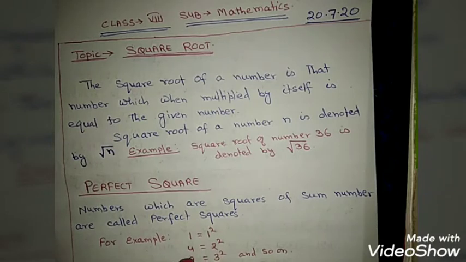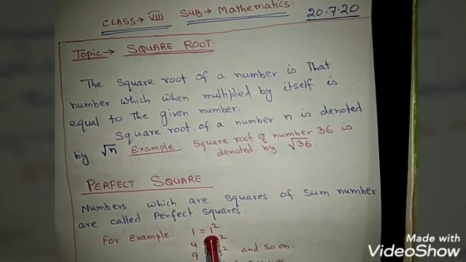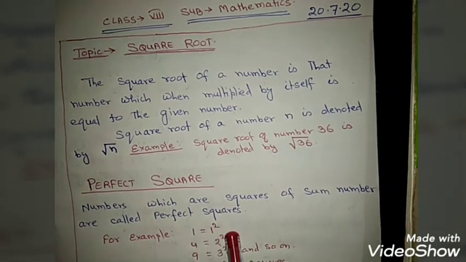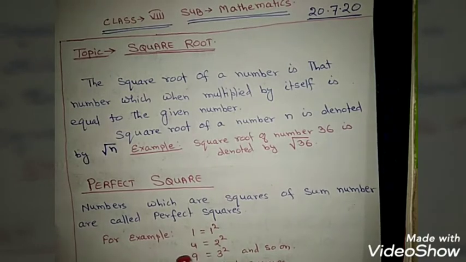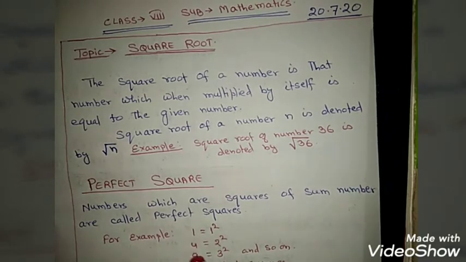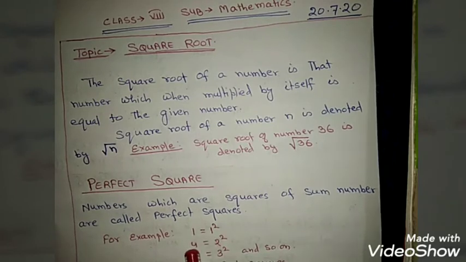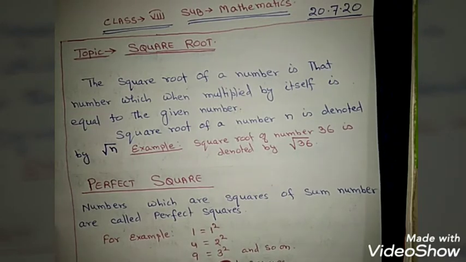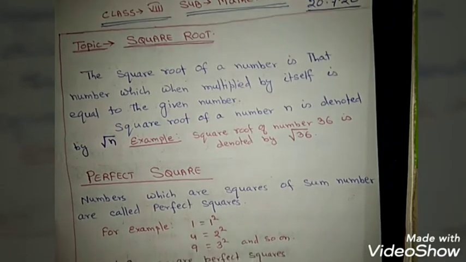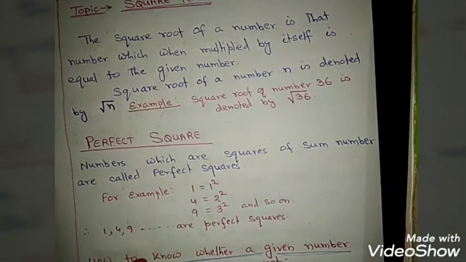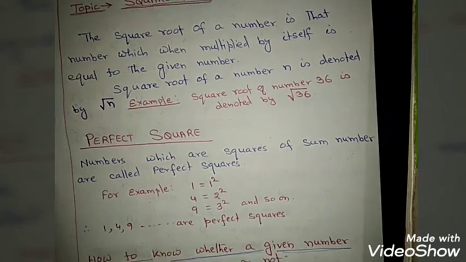For example, if I take 1, 1 is a perfect square number because it is the square of 1. As we have discussed earlier, square means the same number multiplied by itself. 4 is the square of 2, so 4 is a perfect square number. 9 is the square of 3, so I can say that 9 is a perfect square number, and so on. So now I can say that 1, 4, 9, 16, 25, etc. are the perfect square numbers.